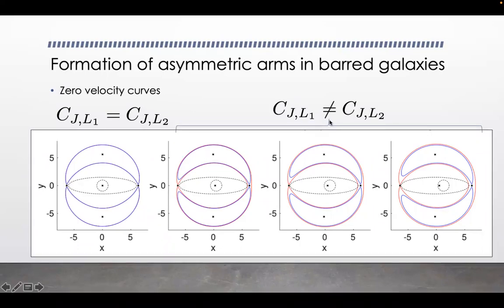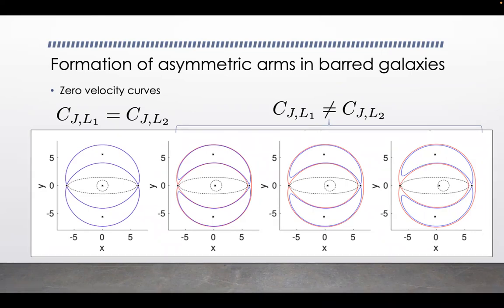But when you displace the center of mass and make your problem asymmetric, the Jacobi energy of the two equilibrium points is different. So you will have a zero velocity curve for each of the two energies. And now you can see that they are different. They do not coincide, of course, and you have different openings. Let me go to the extreme case: this blue curve here is very open, while the red one is very small. This is open and this is closed.